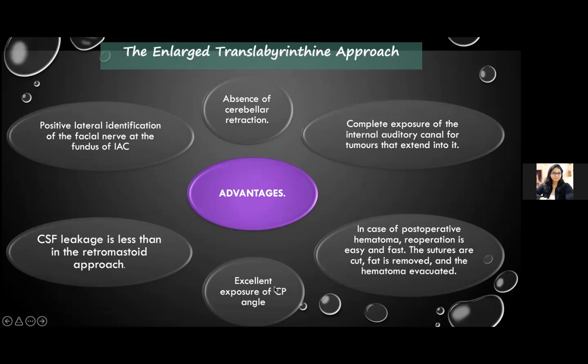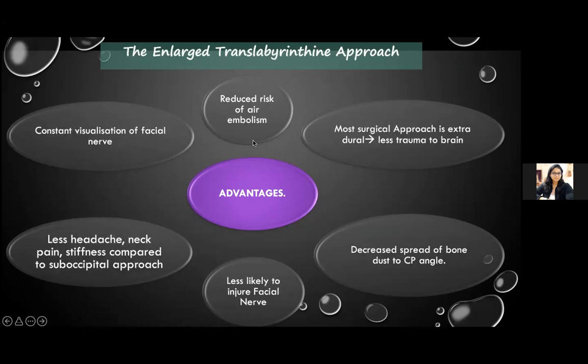Now, there is excellent exposure of the CP angle. And another is, CSF leak is very less when compared to other retromastoid approaches. Now, there are also other advantages, like, as we have already discussed, there is constant visualization of the facial nerve. And the other thing is, there is reduced risk of air embolism. In certain cases, like in the suboccipital approach, sometimes the patient might have to be in a sitting position during the surgery. In that approach there are high chances of air embolism, but in the translabyrinthine approach, the patient will be comfortably lying on the table and the chances of air embolism are very less.